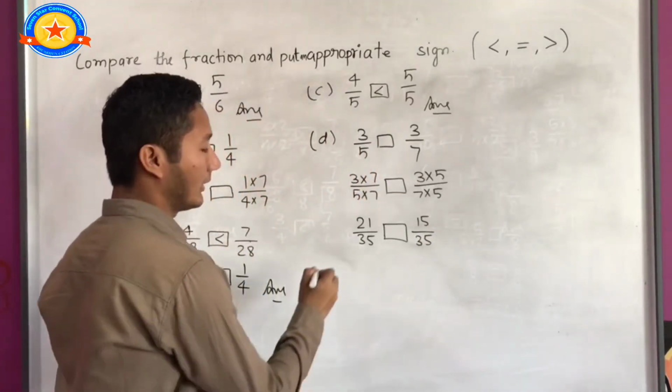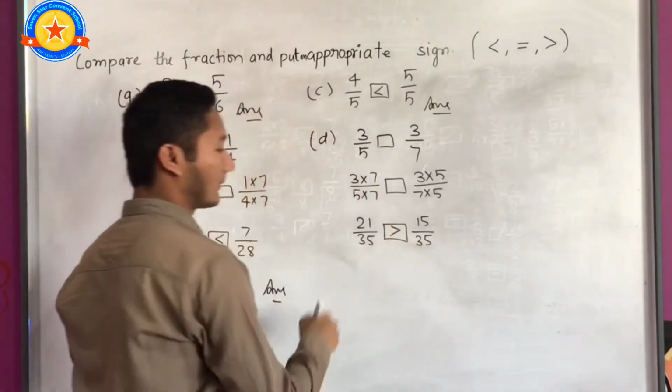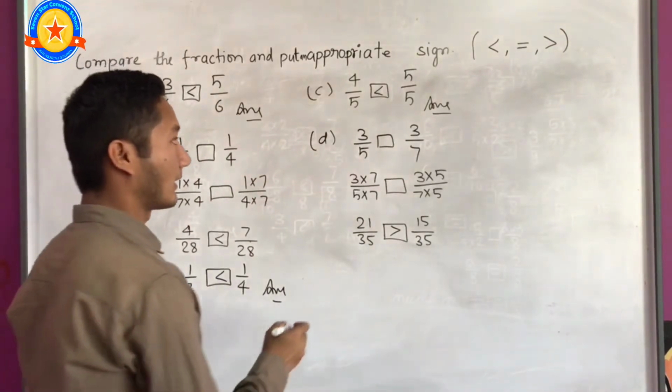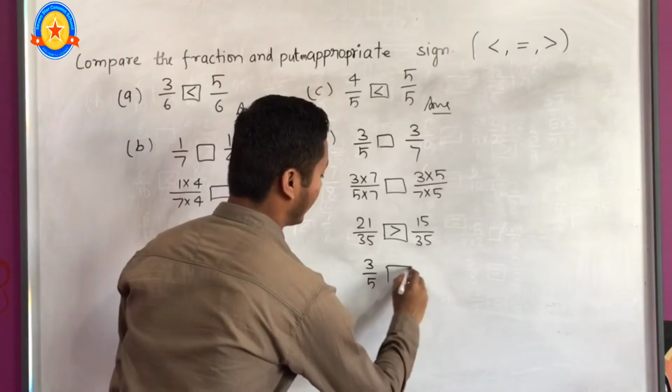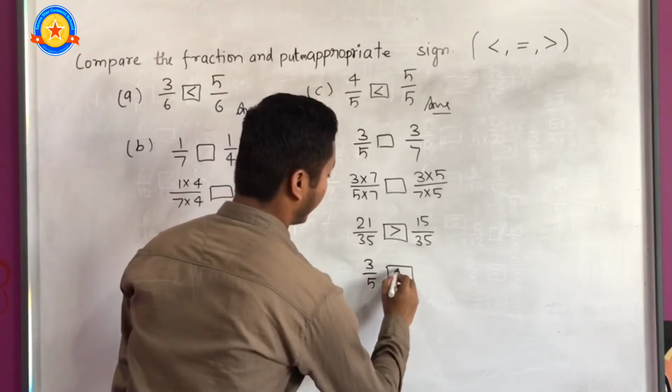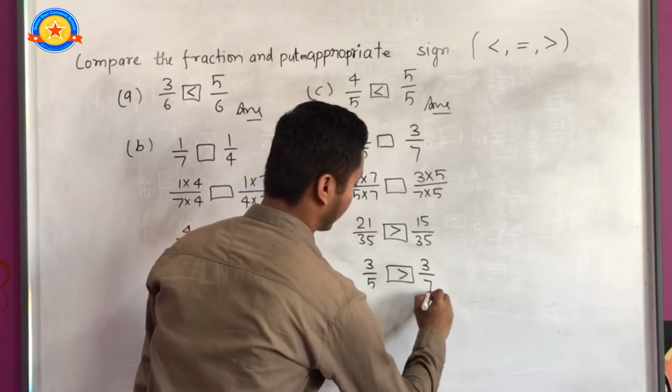Now we can say 21 upon 35 is greater fraction than 15 upon 35. Write in our original form, 3 by 5 is greater than 3 by 7. Answer.